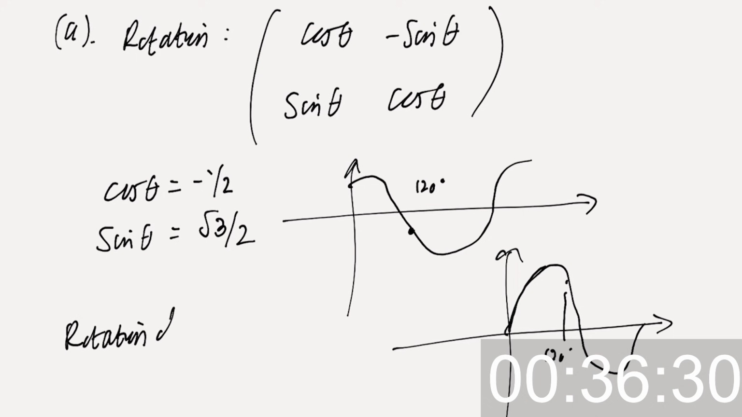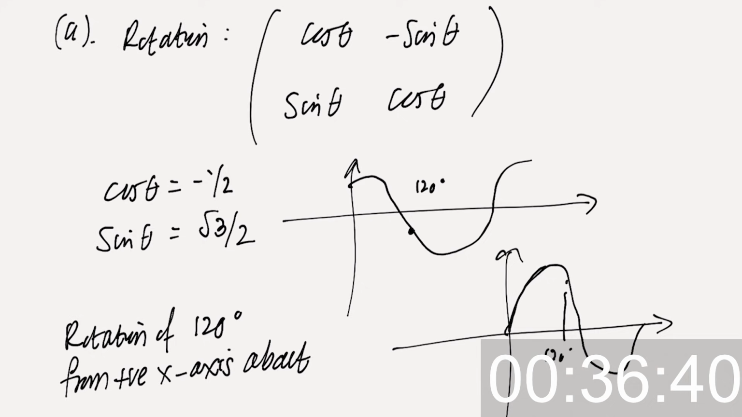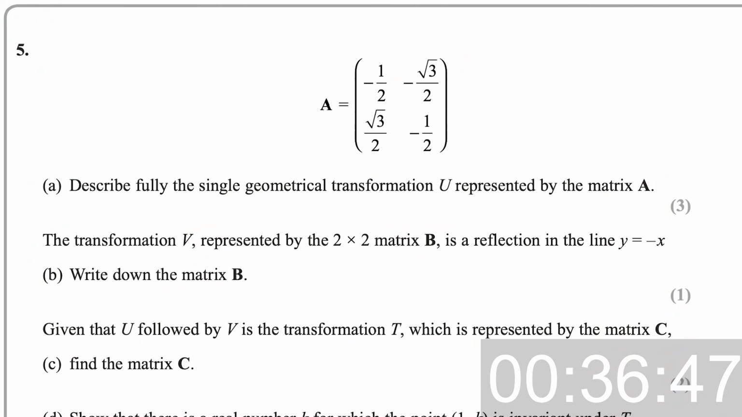So describe fully the single geometrical transformation. So it's a rotation, rotation about origin, rotation of 120 degrees from the positive x-axis about origin. Nice. Like that question. That was a good matrix question. Okay, transformation V, 2 by 2 matrix B is a reflection. I had a feeling we'd be doing reflections.